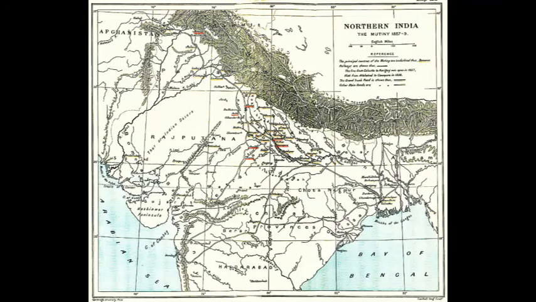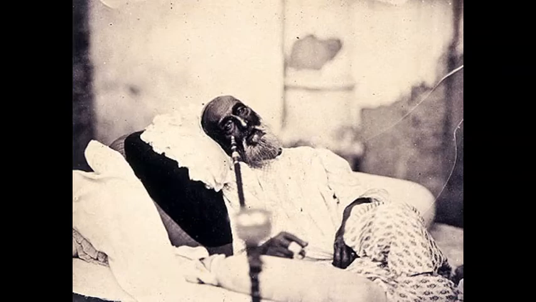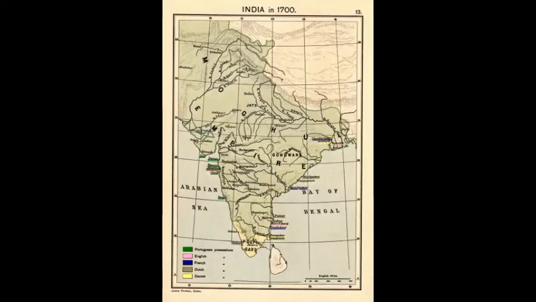On July 8, 1858, a peace treaty was finally signed and the rebellion had come to an end. Bahadur Shah was tried for treason at Delhi and sentenced to exile. He died in Burma in 1862, bringing the Mughal dynasty to a close.